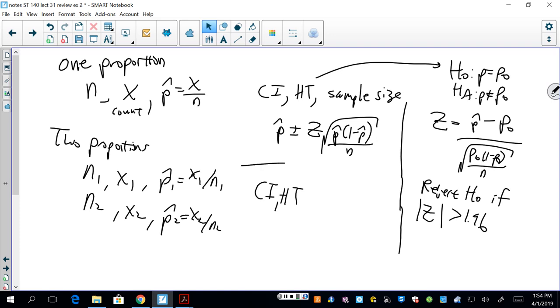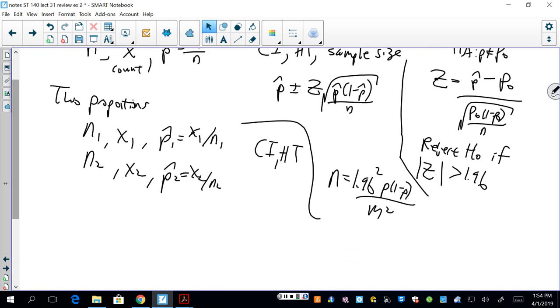And then we did the sample size formula here. We get 1.96 squared times P times 1 minus P over the margin squared ends up being the sample size for getting a certain level of accuracy. The two sample ones we can write on the next page.